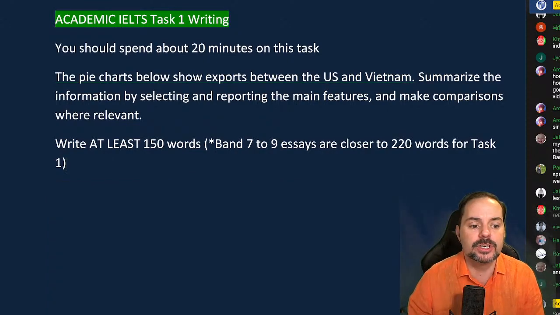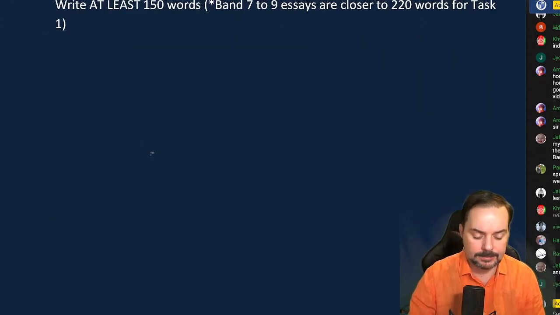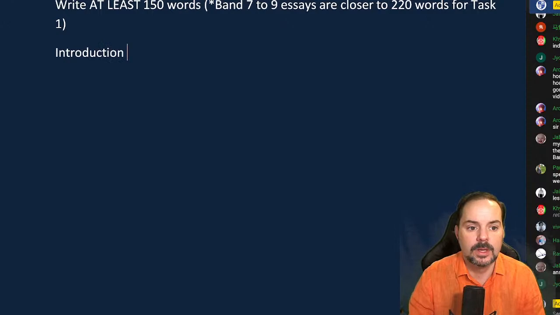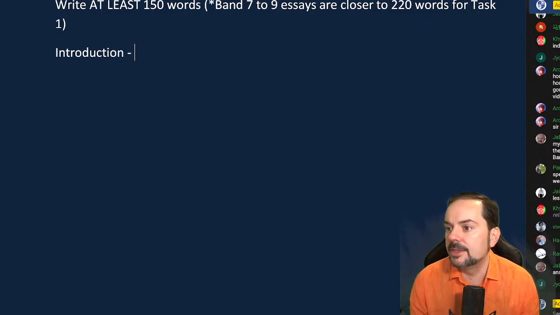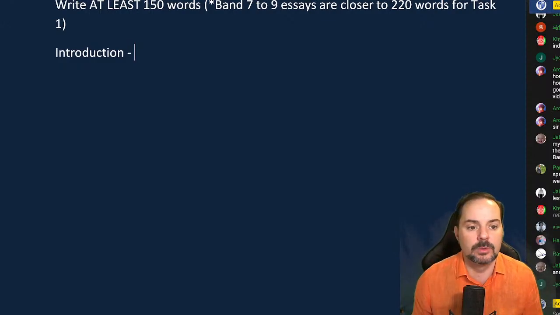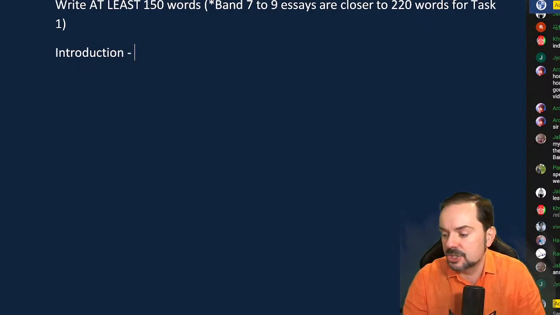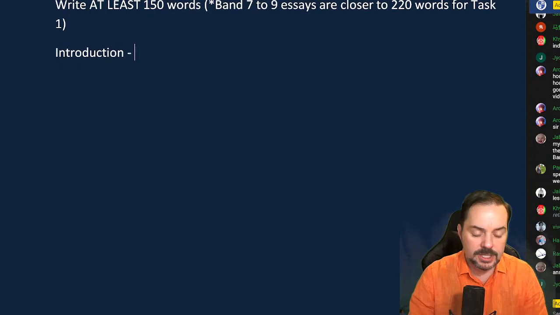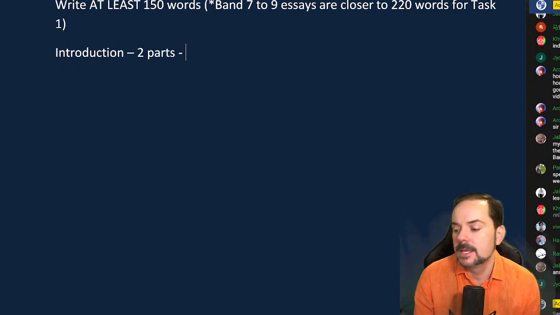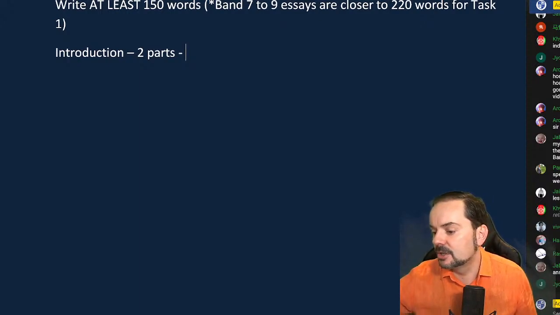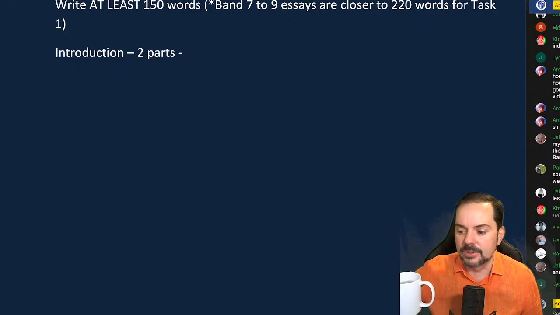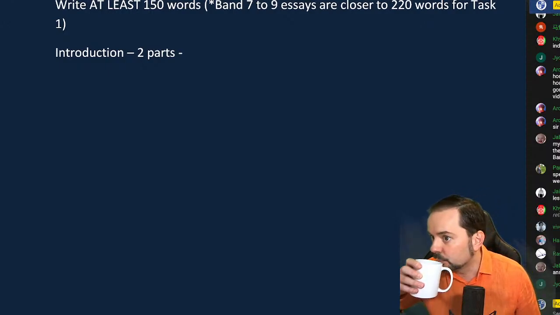And the introduction, anybody know what the introduction is? I think some of our members have a clear idea what we need to include in the introduction. The introduction has 2 parts for this type of essay. All right, and what is that? What does the introduction include? Let's see if any of our members here have an idea.